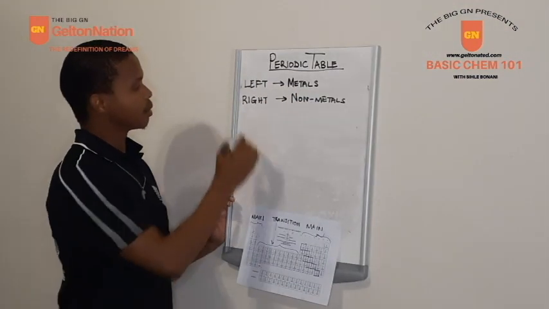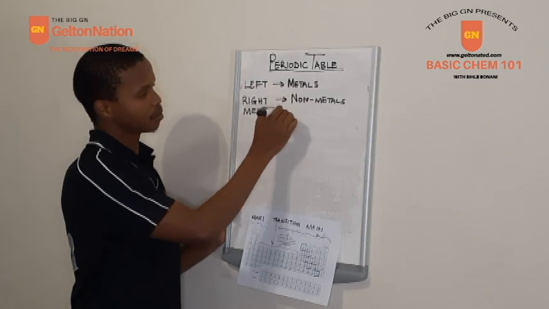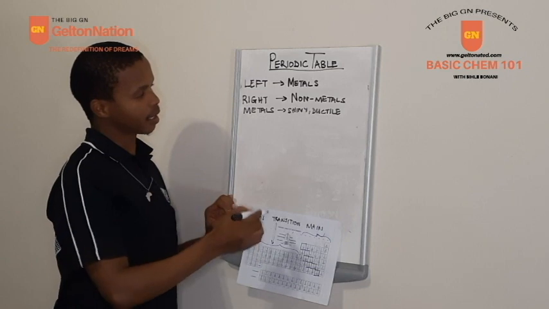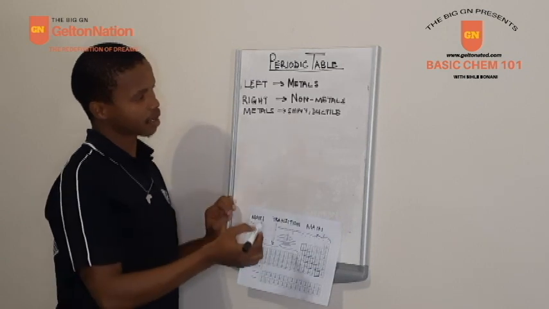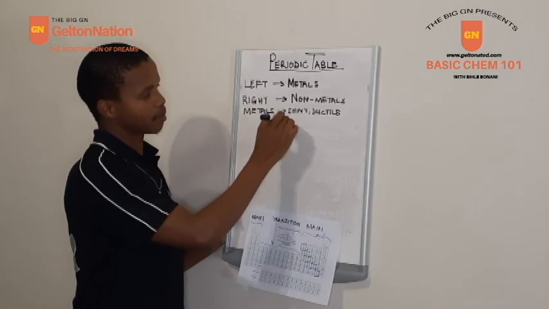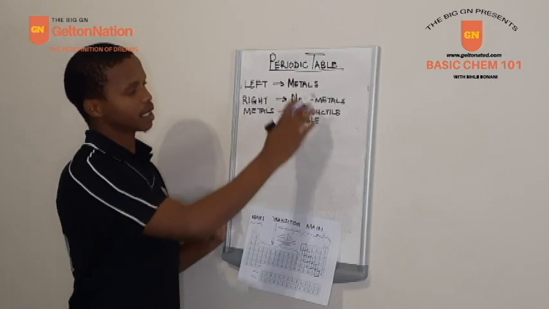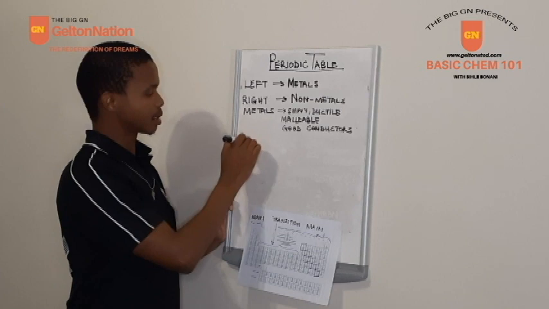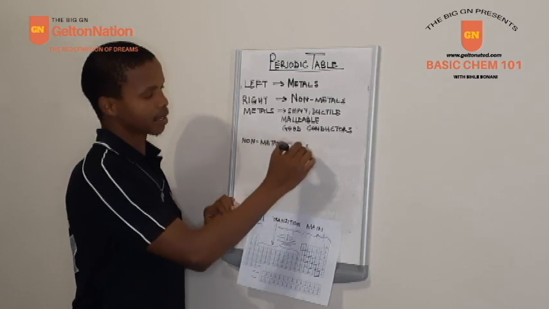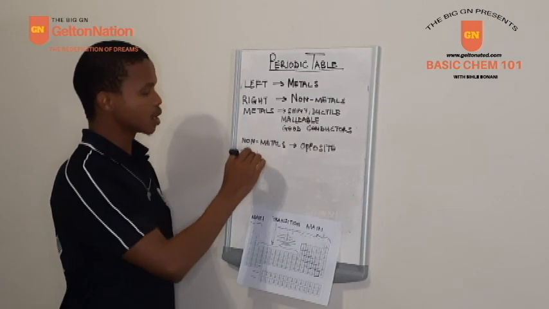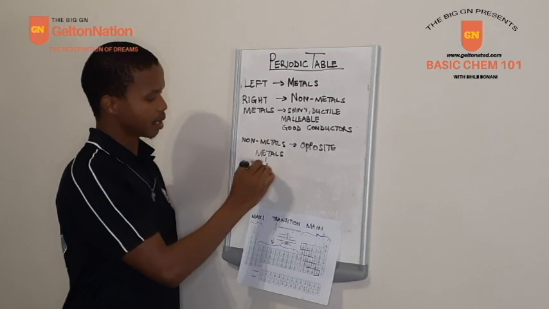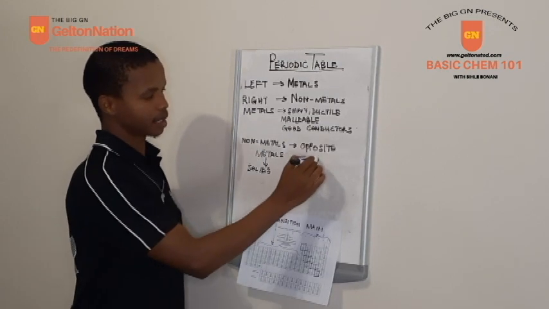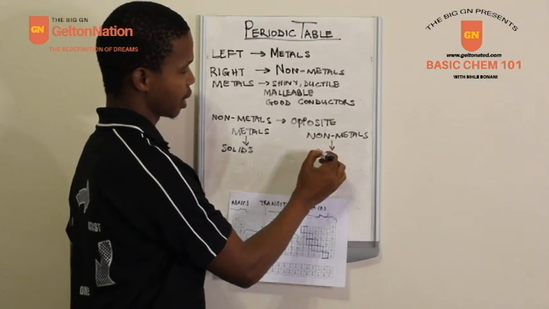Now your metals are known to be shiny and ductile. They can be rolled into sheets, which means they are malleable. Also, your metals are good conductors of electricity. Your non-metals are the opposite. Mostly your metals are solids at room temperature, and your non-metals are mostly gases.